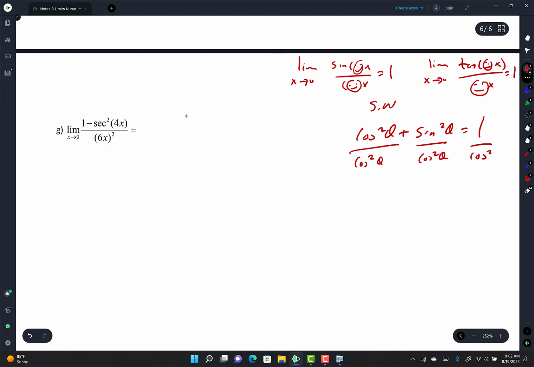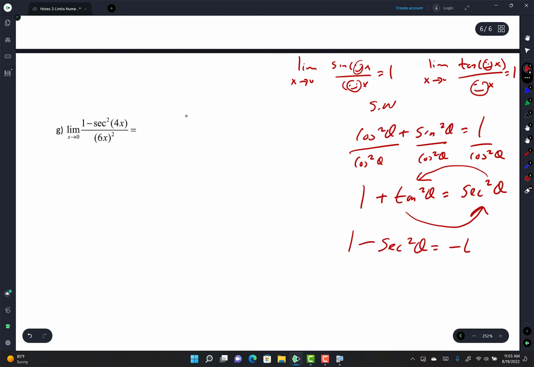This is all side notes, guys. Cosine squared over cosine squared, that's a 1. Sine squared over cosine squared, that's a tan squared. And 1 over cosine squared, that's a secant squared. Am I okay? I look at this expression and I see 1 minus secant squared, and I can get this to be a 1 minus secant squared. I'm going to move the tan squared to the right. I'm going to move the secant squared to the left. And now I have this: 1 minus secant squared theta is equal to a negative tan squared theta.